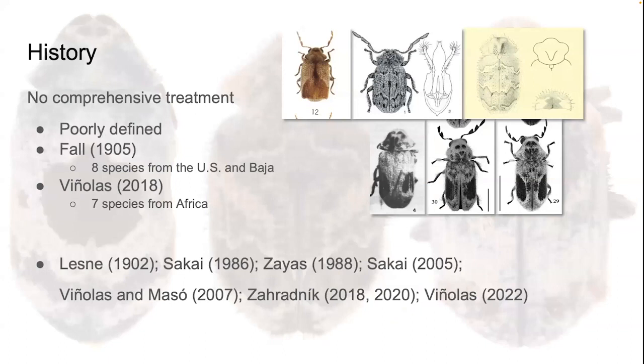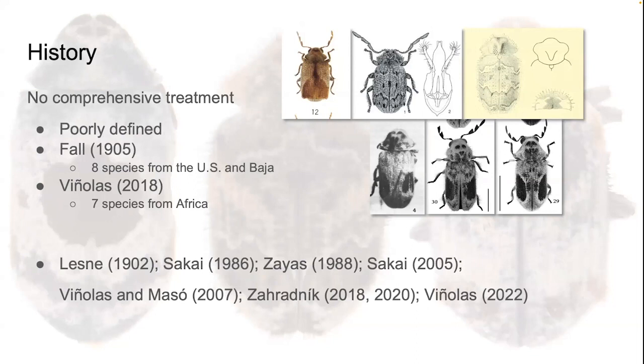So it's probably true for a lot of our groups. There's no comprehensive treatment. There's a bunch of species descriptions out there. There's very few figures. Basically, the figures here are the only figures that exist pre-1980. And so for the diversity that's out there, it's not much to go off of. The genus itself is poorly defined. Looking at all the specimens that I've gotten on loans, it looks like there could be multiple genera, but that's a deeper thing that I'll have to dive into after getting through alpha taxonomy.